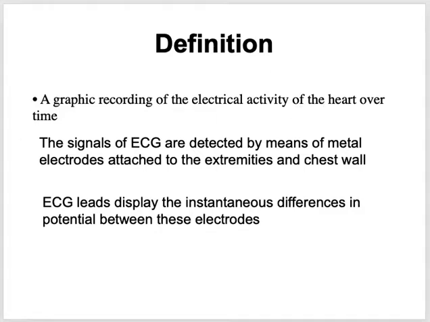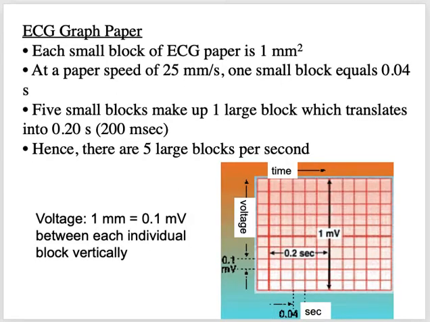Now, to tell you what it exactly means, and why the definition is like this, that it's a graphic recording of the electrical activity of the heart over time. Simply, to understand this, we must understand the graph paper first. What is graph paper?